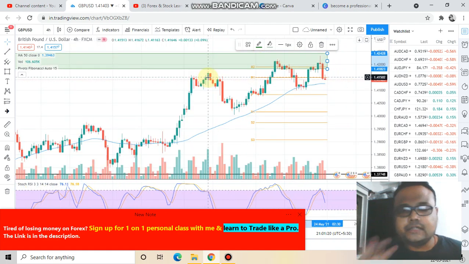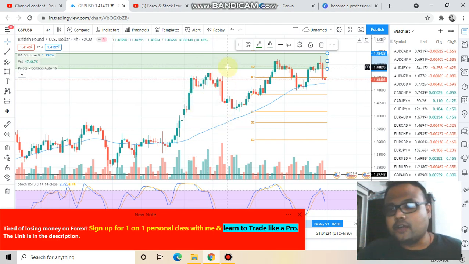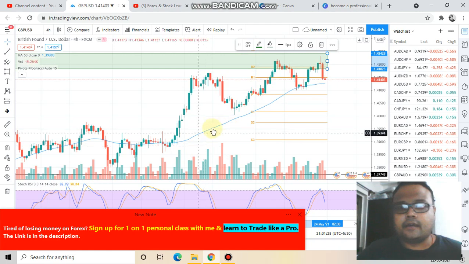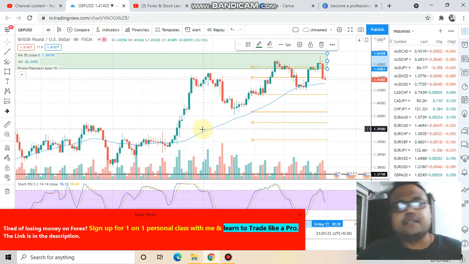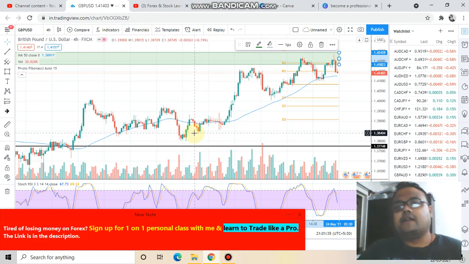So one thing is clear to us, that the market has got resistance. As a result, whenever the market is going up, it is failing to cross the resistance and it is coming down. And on the downside we can see that the market is taking support from the 50 moving average, and the 50 moving average is providing the support to the market.